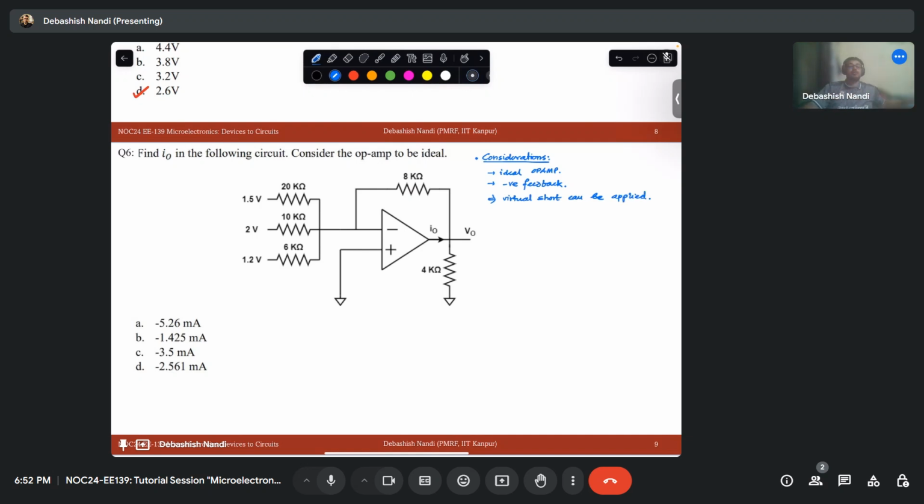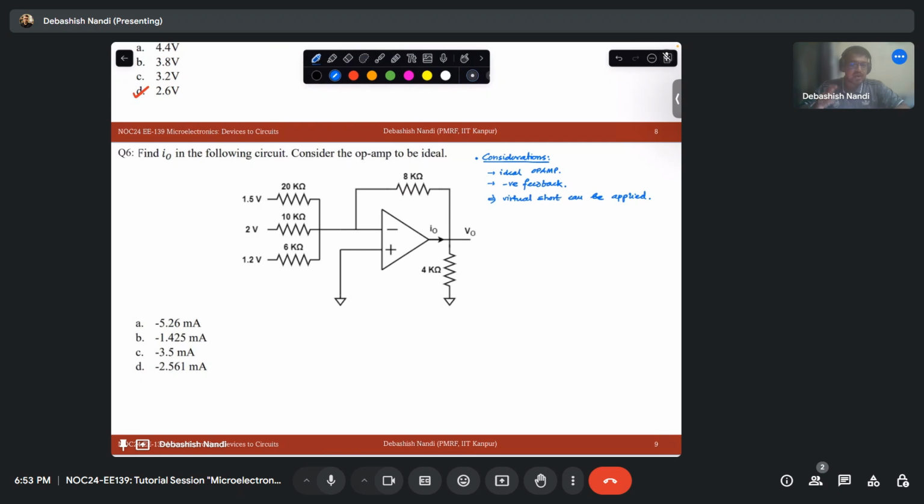So by the way, in the last session I discussed how to check if your op-amp is in negative feedback or not. Given that, you also need to understand why I keep repeating these considerations: ideal op-amp, negative feedback. This is very important because most undergraduate students do not understand when the virtual short concept can be applied.